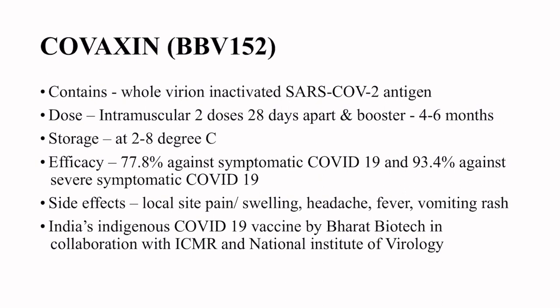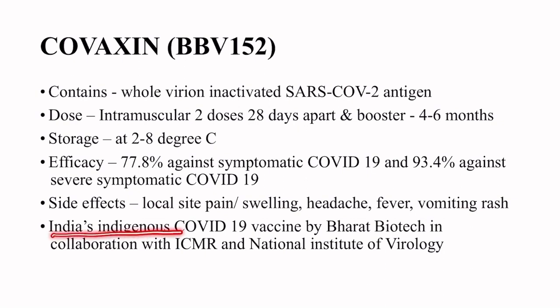The dose is usually given intramuscularly and it is 0.5 ml, 2 doses 20 days apart, and the booster is given after 4 to 6 months. It is usually stored at 2 to 8 degrees Celsius. The efficacy is 77.8% against symptomatic COVID and 93.4% against severe symptomatic COVID. Side effects include local site pain, swelling, headache, fever, and vomiting.